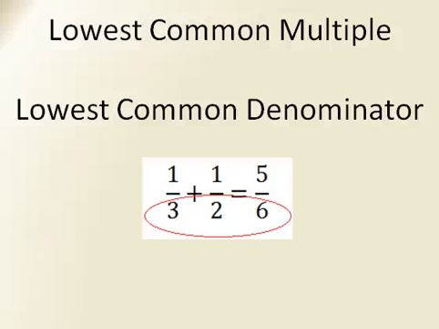An important skill when dealing with fractions, and you will see lots of fractions, is finding the lowest common multiple when adding or subtracting fractions with different denominators, like you see here. For example, we've got a fraction with a denominator of 3, one with 2, and somehow those combine to get a fraction with a denominator of 6.